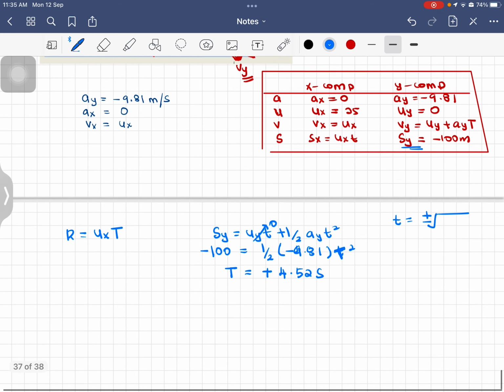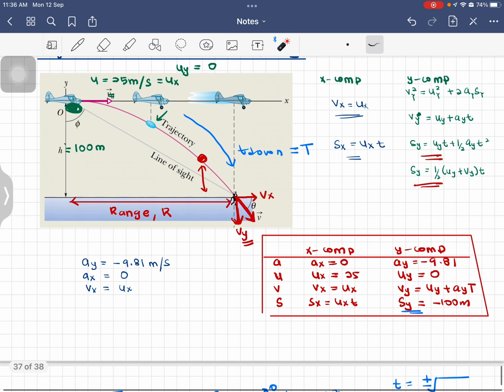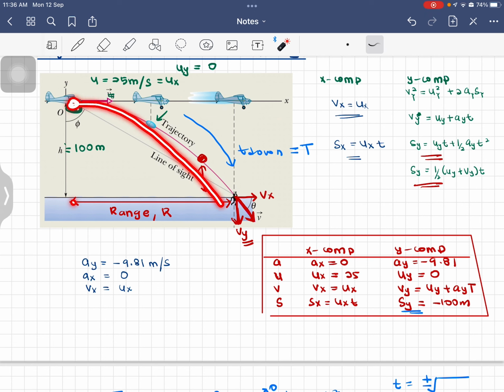Barulah kita boleh cari Ux. Ux kita 25, T kita adalah 4.52. Okay. Kalau kita kira ni, awak akan dapat awak punya R 113 meter. So jarak daripada sini, daripada dia lepaskan tu, dia punya sampai ke sini, jarak dia adalah 113 meter, tinggi dia adalah 100 meter. Okay, let's look at how to find this velocity.